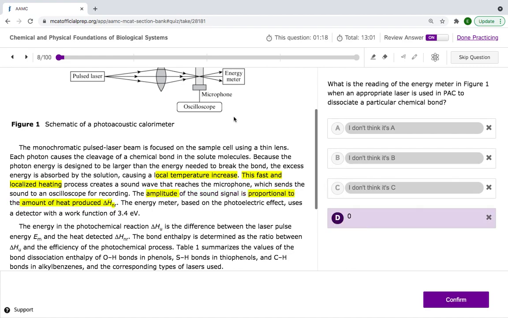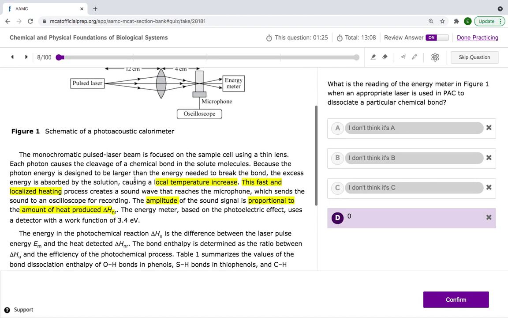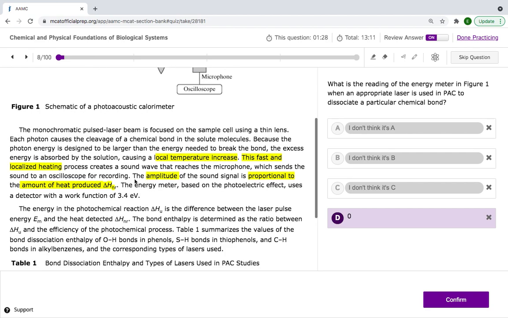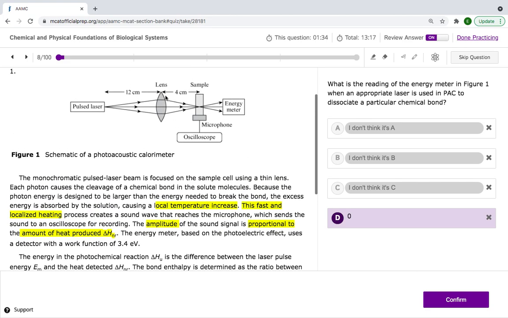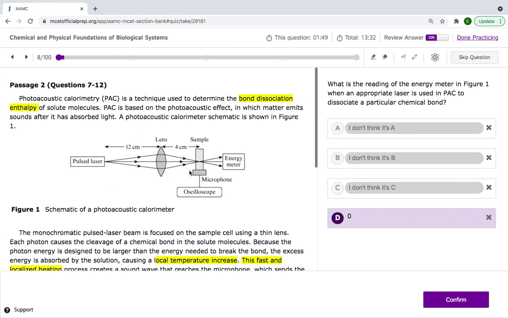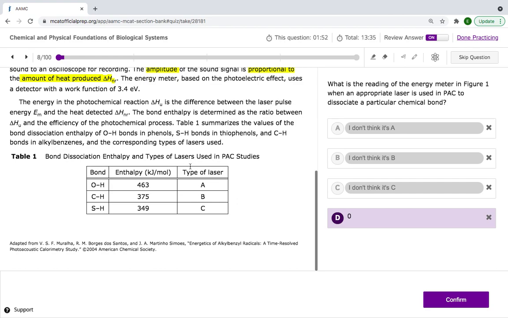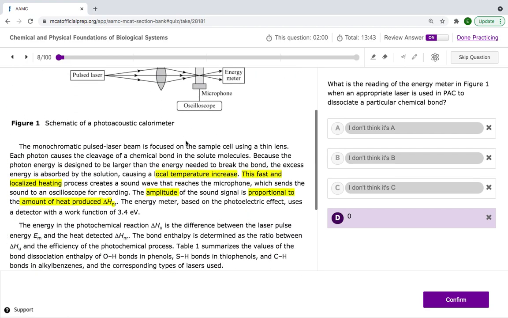But another reason why I think it would be D is because, when you think about it, it told us that the excess energy is absorbed by a solution, causing a local temperature increase. So we need excess energy to make that increase. Also, it uses the word appropriate here. What is the reading of the energy meter in Figure 1 when an appropriate laser is used? That gives me like a definition: hey, appropriate. We're not going to be using some crazy laser. We're going to use the right one, and that one is going to have the right amount of energy to break the bond. And that's it.